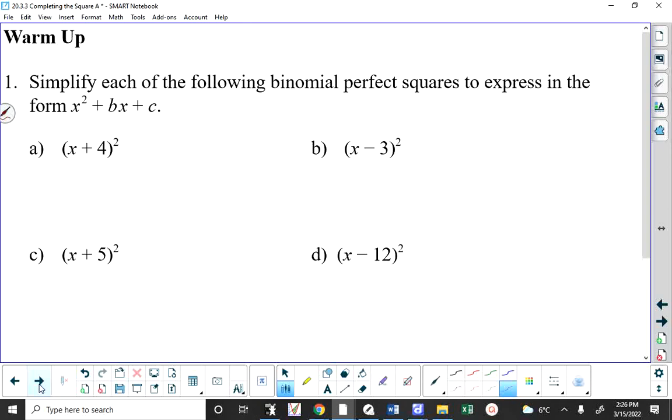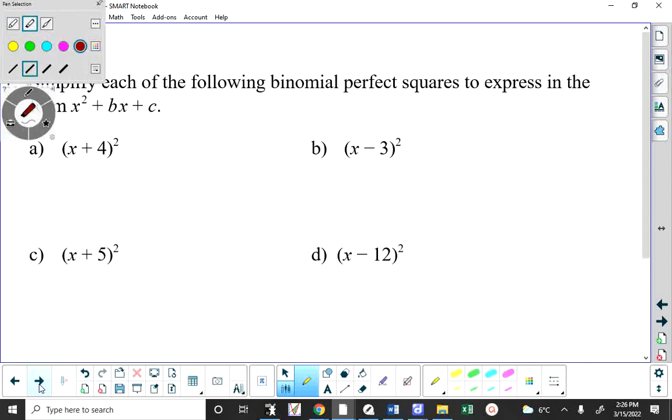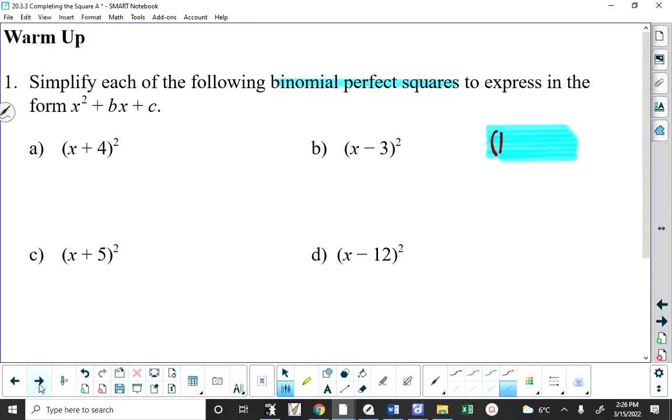So we're asked to simplify all of these expressions. This is called a binomial perfect square. All of these are binomial perfect squares because they are a binomial squared. That's what it means to say a binomial perfect square. So we're going to simplify them all. I'm going to just set up the first one with you and do the first one with you.